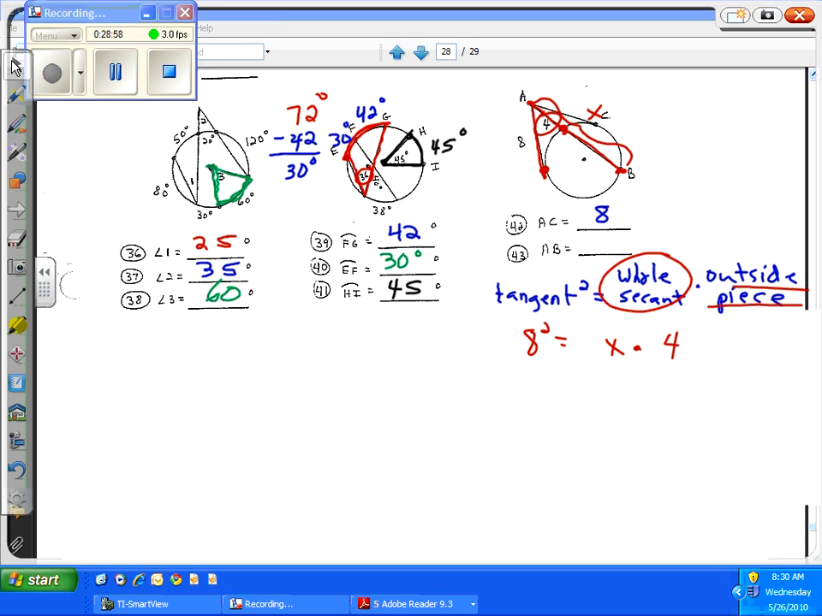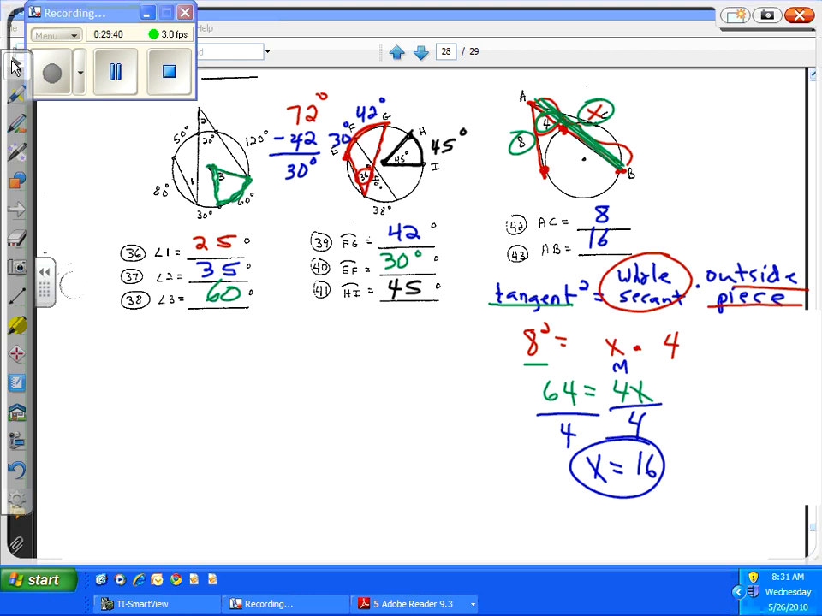That's the whole secant times its outside piece, or times the external segment, 4. So if a secant and a tangent are drawn to a circle from a point outside the circle, then the square of the tangent, 8 squared, is equal to the product of the secant, x, and its external segment, 4.